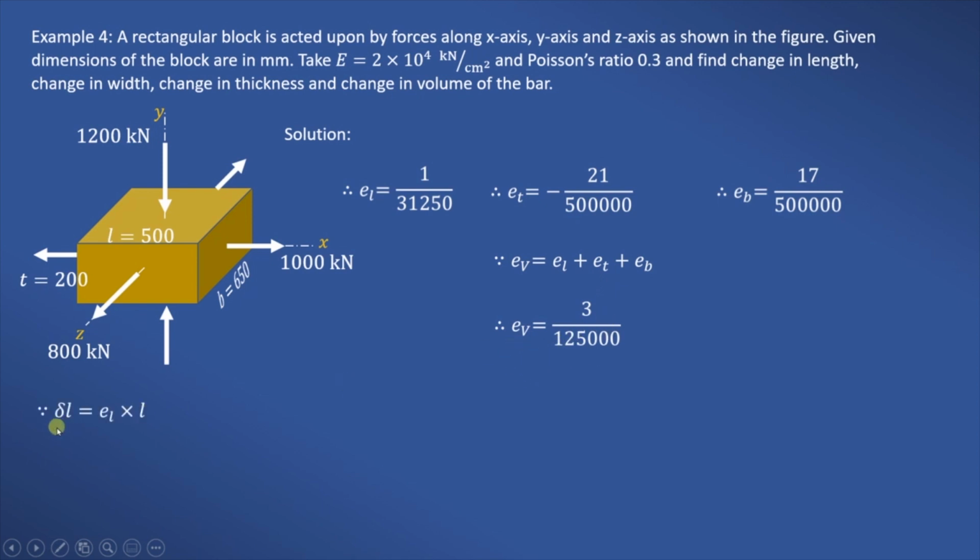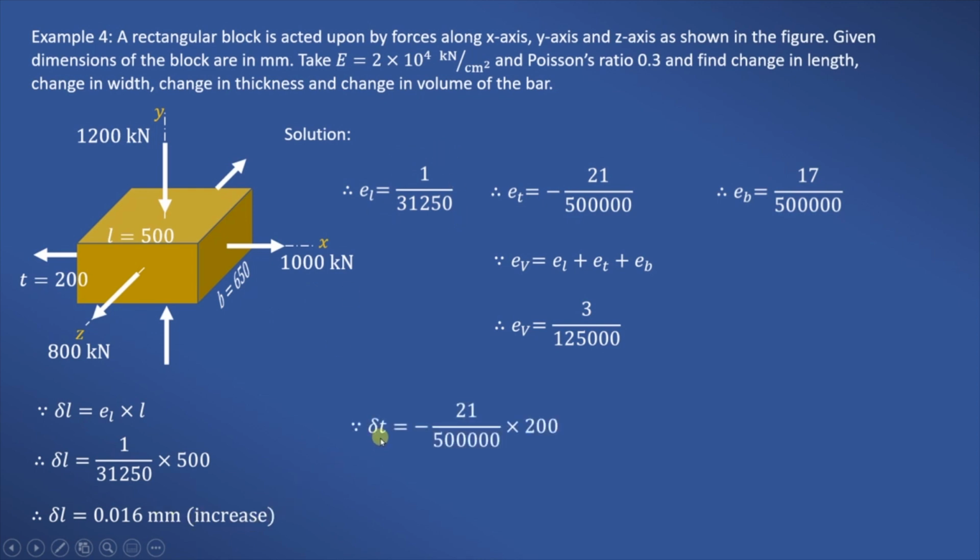Now simple, change in length is strain in length into L. We have found out strain in length, and we have found out change in length. Strain in length is positive, that means it is an increase in length. Similarly, change in thickness is strain in thickness into original thickness, and we have found out change in thickness. This strain in thickness is negative, so the corresponding change in thickness is a decrease in dimension.